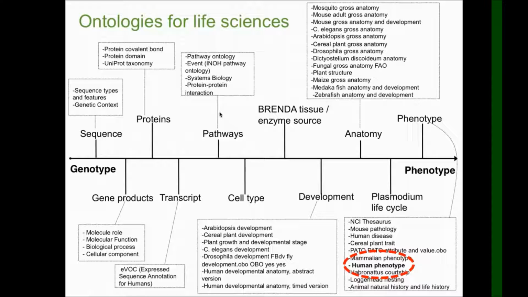And over the last 10, 15 years, there's been a real push to develop ontologies for the life sciences. So this is a fairly old slide now, but it gives a good overview of the range of ontologies that have been developed that cover most domains that we care about, right down from genotypes. So we've got sequence ontologies, ontologies that describe gene products, cell type ontologies, tissue ontologies, developmental stage ontologies, right up to phenotypes and ontologies that deal with disease.